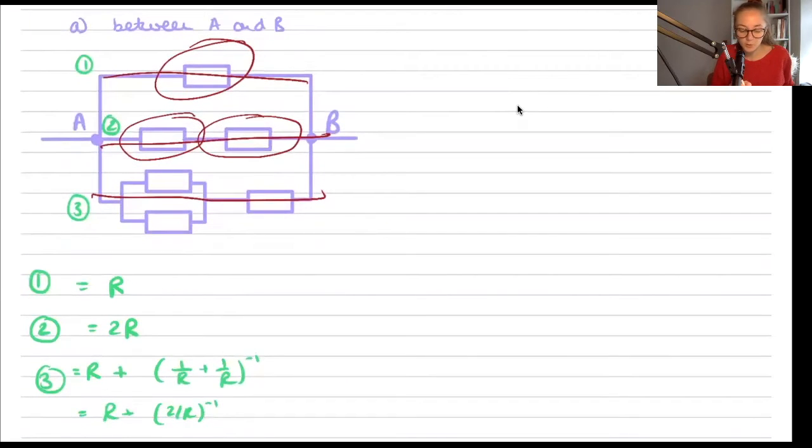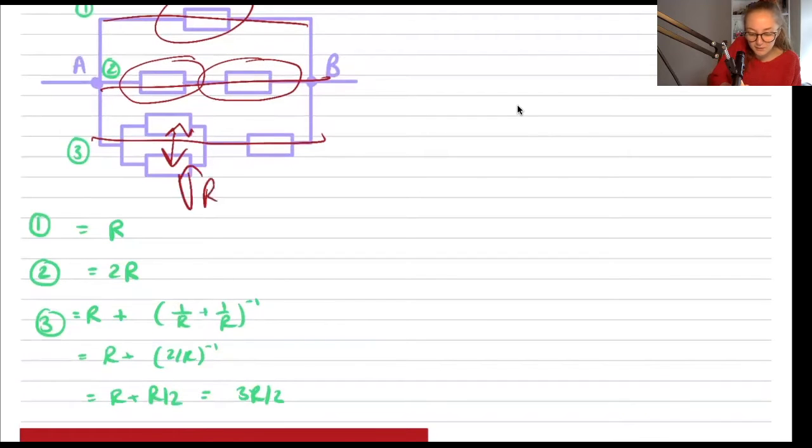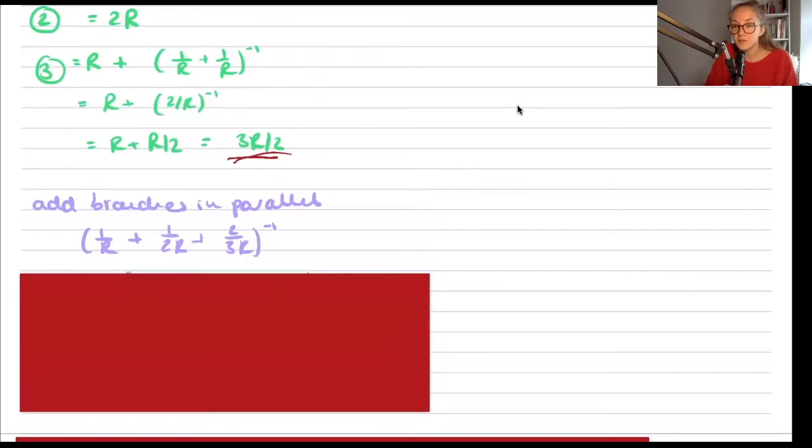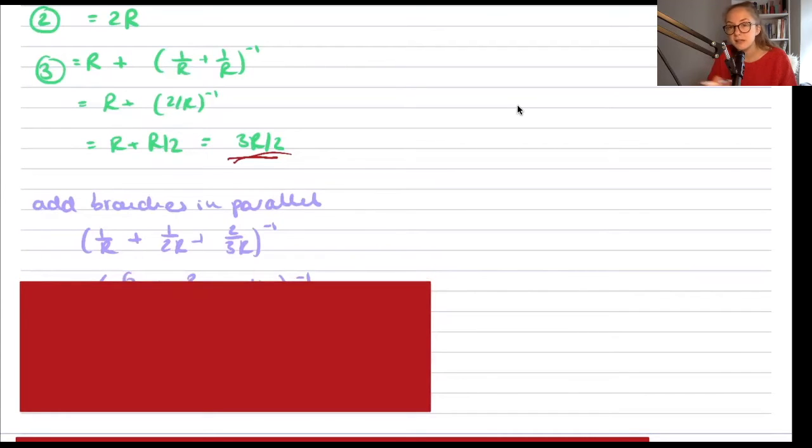And then the third one is slightly more complicated. The first thing we want to do is add these two in parallel. For that, we have the reciprocal of 1 over R plus 1 over R. So 1 over R plus 1 over R is 2 over R, and then we take the reciprocal of that, R over 2. So this value here is R over 2, and this value here is R. If we add these together, we end up with 3R over 2 as our bottom branch's total resistance. Next, we need to add each of these individual branches in parallel to each other. So we take the reciprocal of all of their individual resistances, add those reciprocals, and then take the reciprocal at the end.